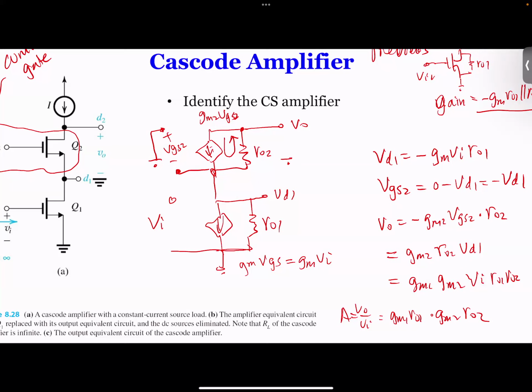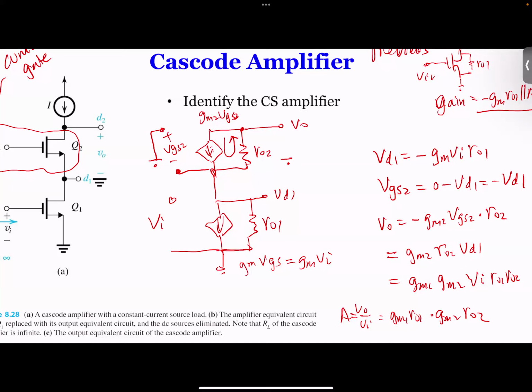So basically, with the one added on top, instead of the gain of GM1 times RO1, we increase that by GM2 times RO2. Do we miss a minus sign?